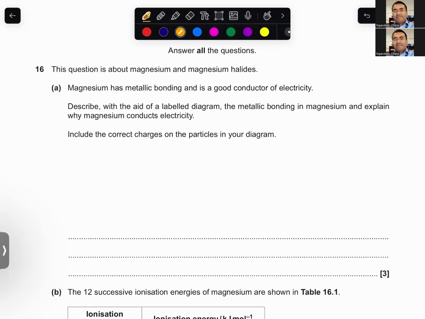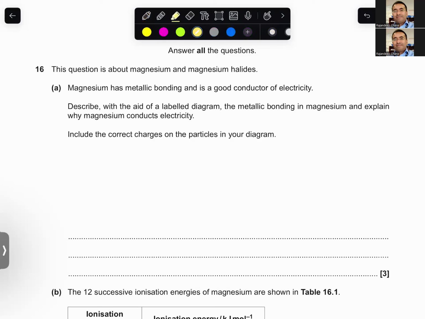We're looking at question 16, October 2021. This question is about magnesium, and even though it's about one element, different topics are weaved into it. Metallic bonding, we'll be looking at ionization energy, and we'll be looking at enthalpy change of solution of a magnesium compound as well in this question.